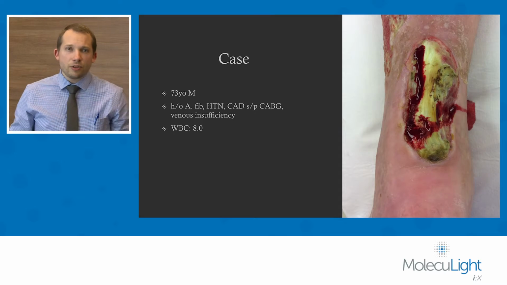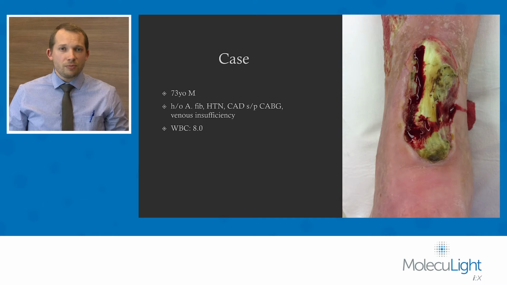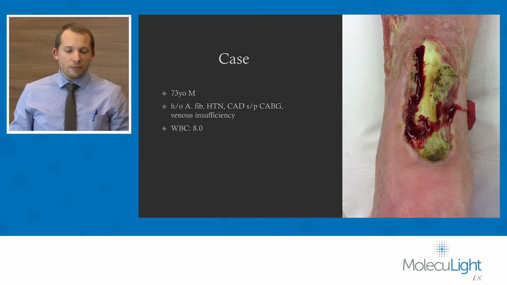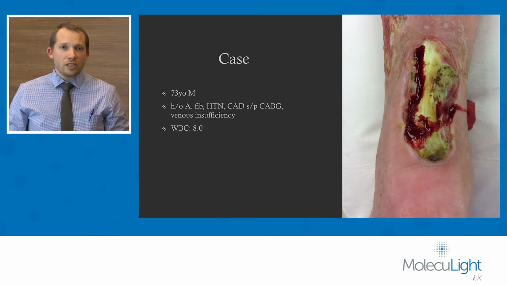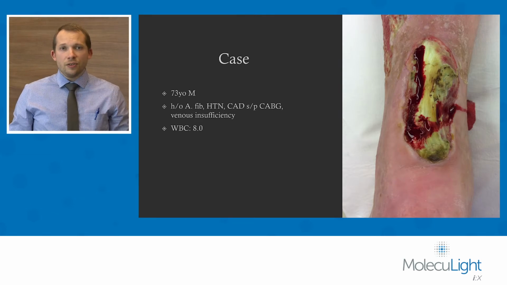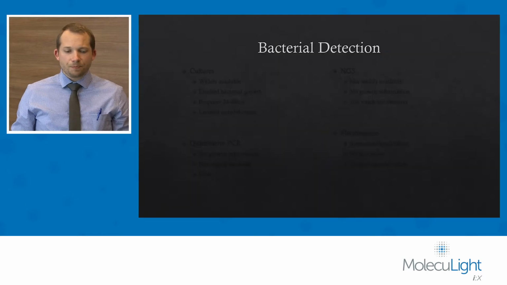This is a 73-year-old gentleman, has a typical profile for patients presenting with lower extremity wounds. When he presented to our clinic, he had normal vitals, no complaints or evidence of infection, and a white count of 8. Now, if I were to ask any of you, you would tell me that there is bacteria within this wound. But my question for you is, where is the bacteria?